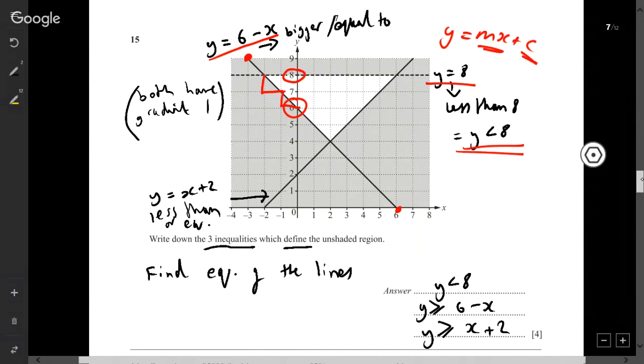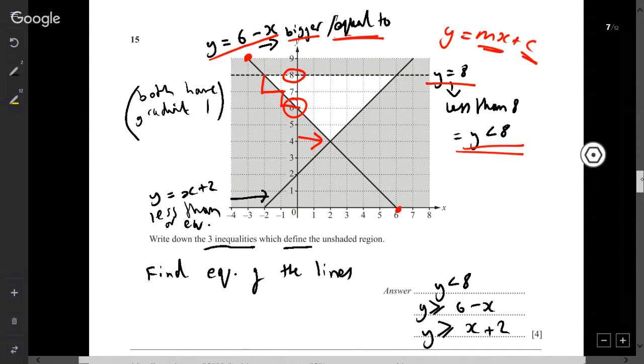So here we go. This line, the shaded region is to the right of that line, which means it's bigger. And because it's a straight line and it's not dotted, it must be equal as well. So it's bigger than or equal to 6 minus x. That's our second inequality.